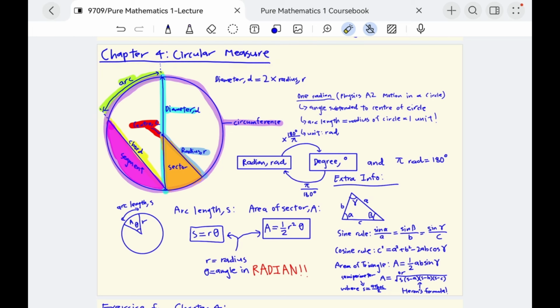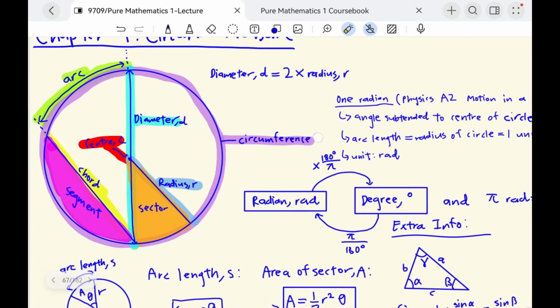This is also a geometric chapter, but this geometry is for a circle only, because this chapter says circular measure. You need to see the word circular, then think about a circle. So before I enter the following topics, I need to go through the circle with you, and its properties.